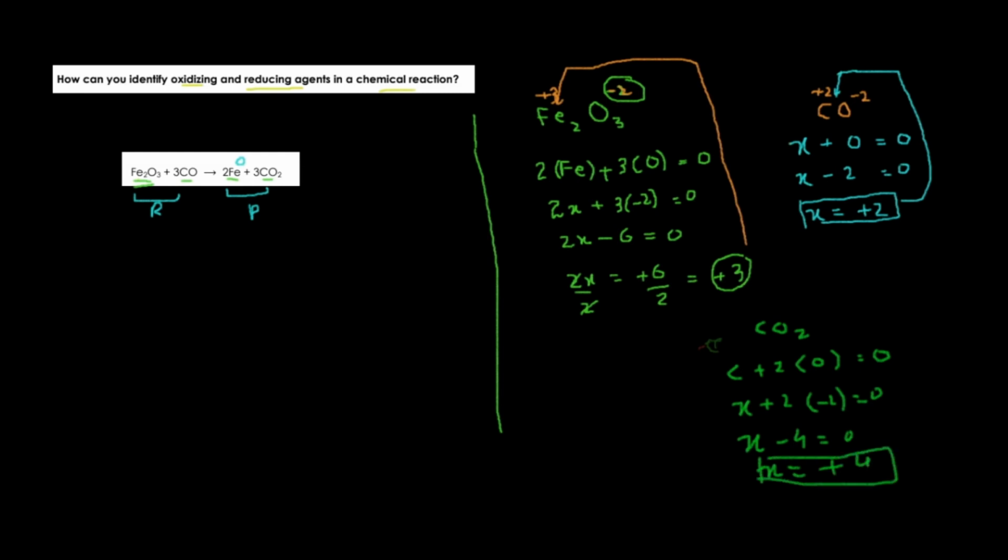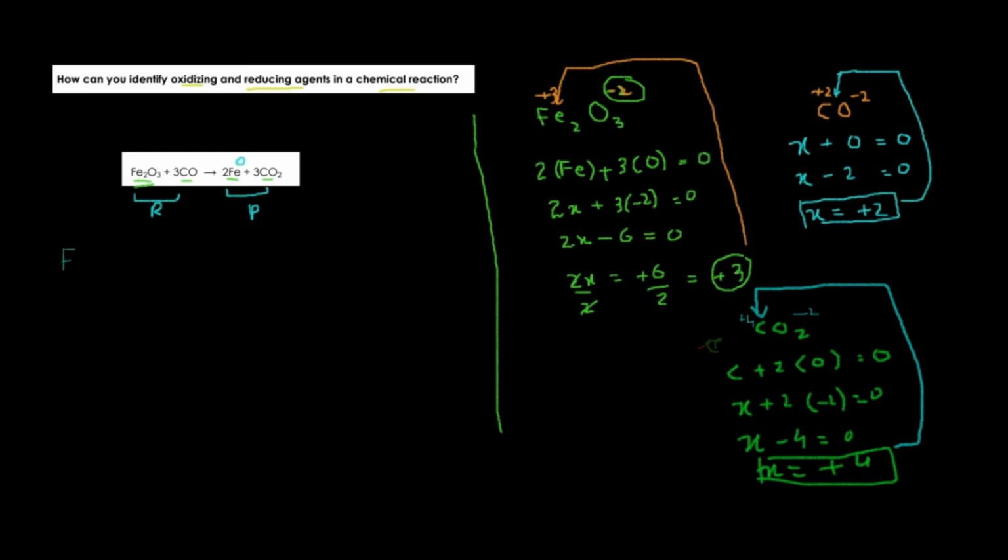Now what is this +4? This +4 is the oxidation state for the carbon atom. It means carbon has +4 oxidation state and oxygen has -2 oxidation state. Now we have found out the oxidation states of all the atoms that are present.